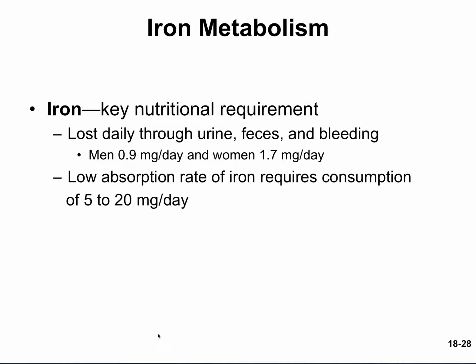Since we absorb only a fraction of the iron in our food, we must consume 5 to 20 milligrams per day to take care of these losses. A pregnant woman needs 20 to 48 milligrams. Iron is a key nutritional requirement, and it's lost daily through urine, feces, and bleeding. Men lose about 0.9 milligrams per day and women 1.7. But it's such a low absorption rate. That's why we need to have so much more intake.